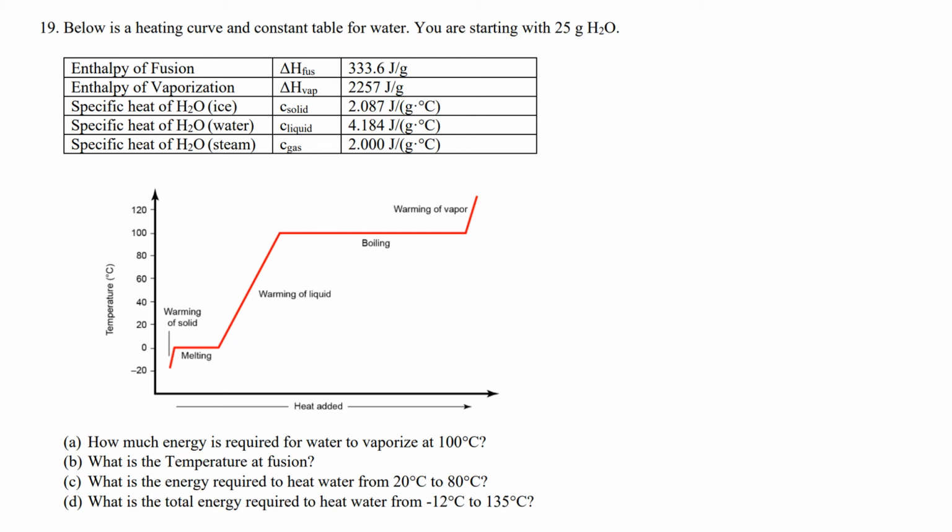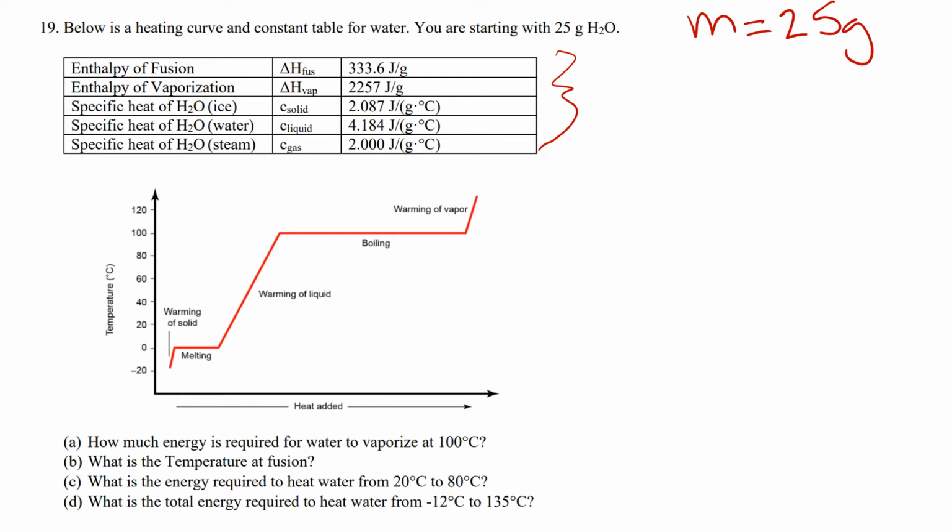Question 19 is a very long question, but it's really good practice for the exam. It says below is a heating curve and constant table for water. So all of those constants are provided, and you are starting with 25 grams of water. So our mass is 25 grams.